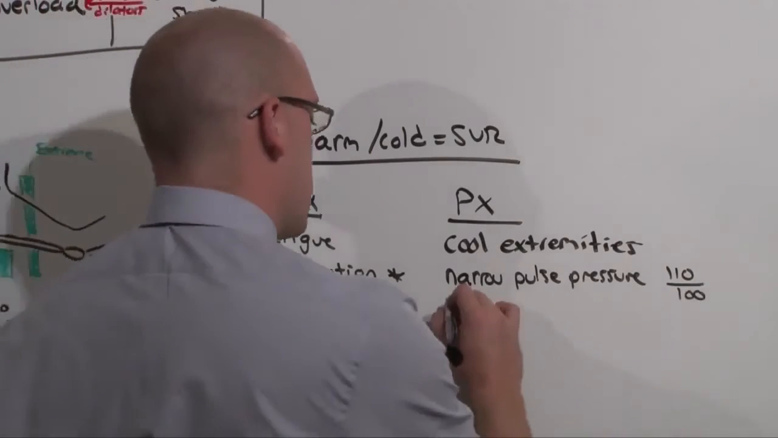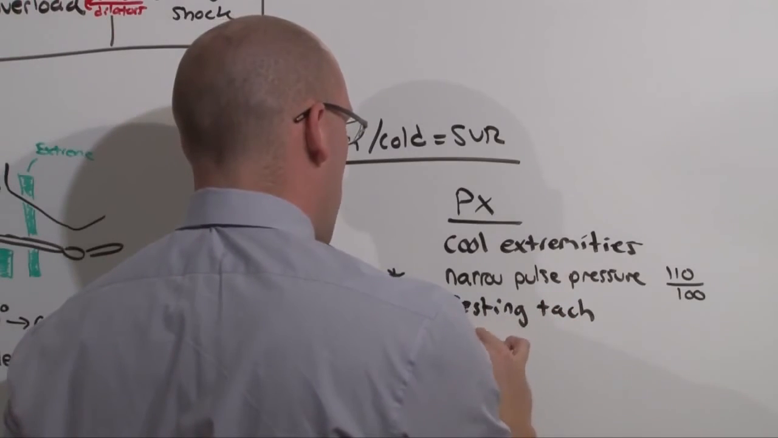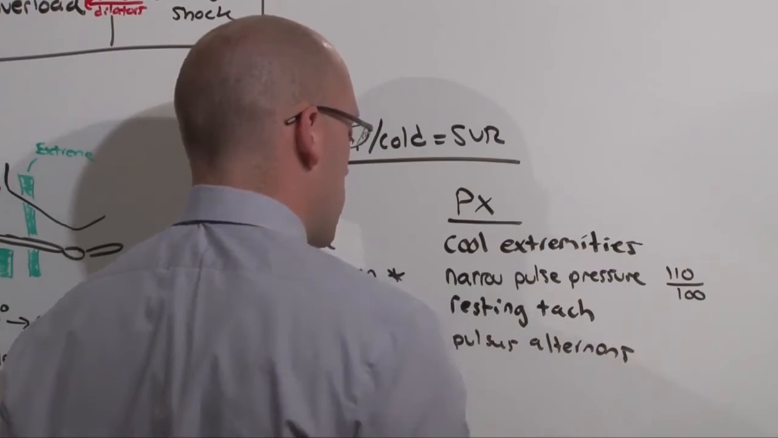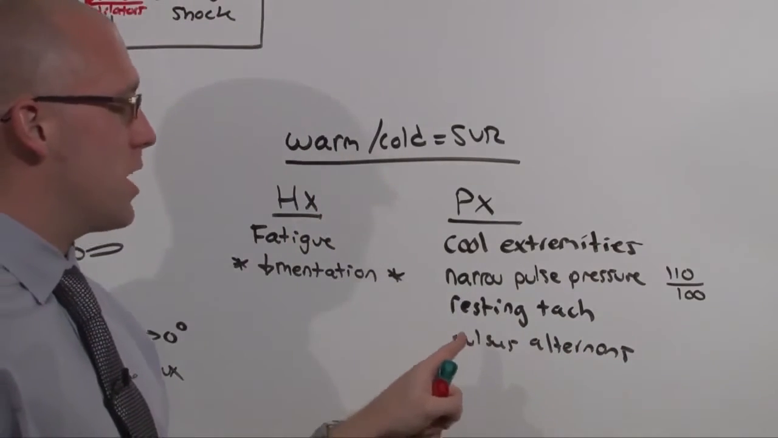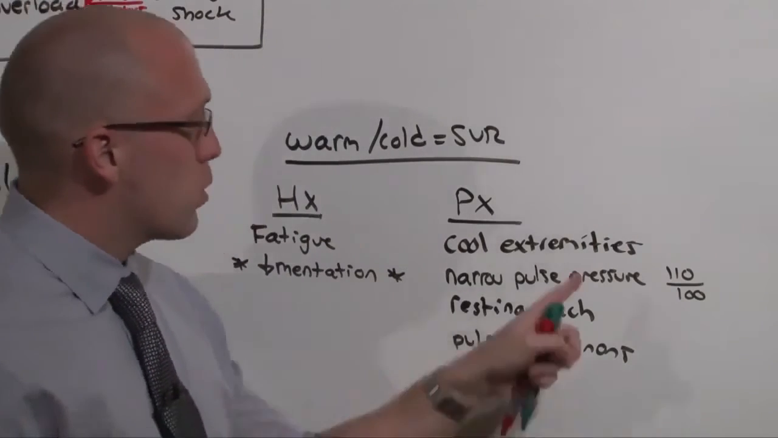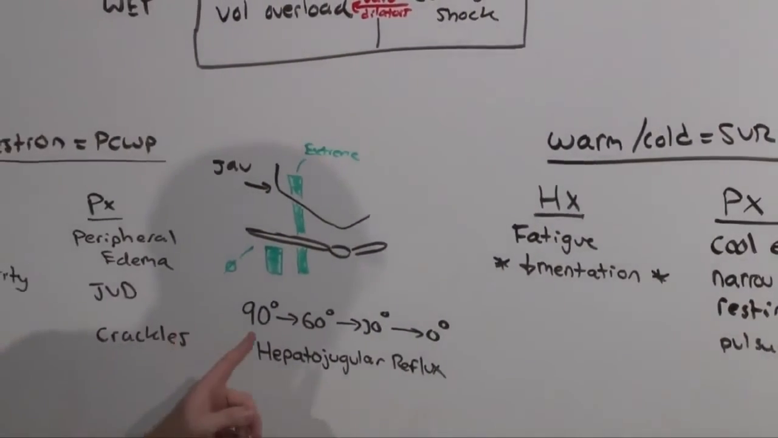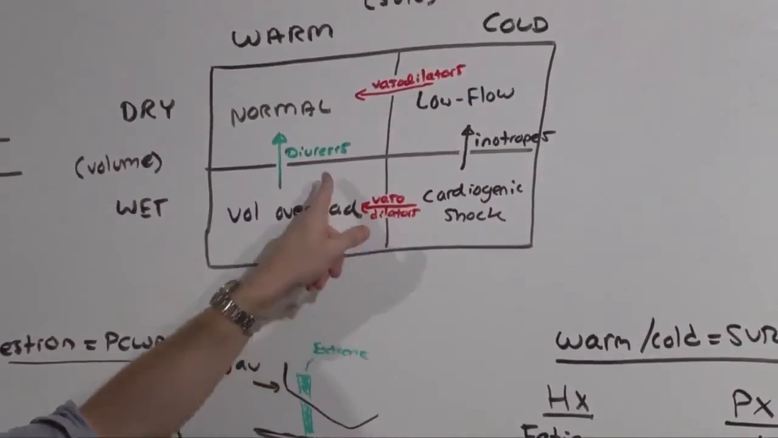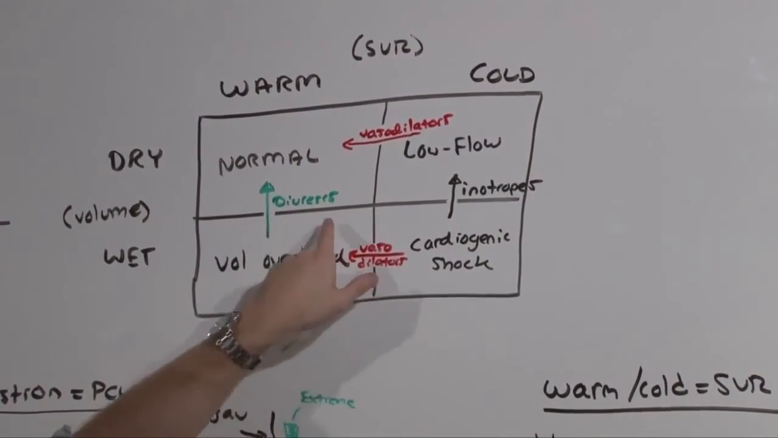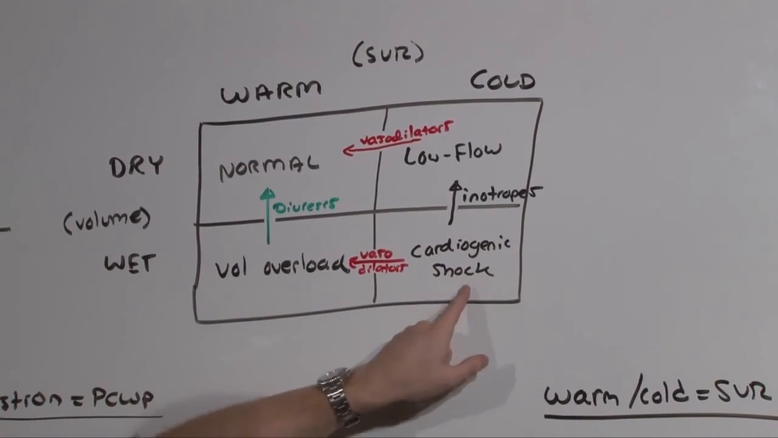Other things like arresting tachycardia or pulsus alternans are also bad signs of the patient having increased systemic vascular resistance. Let's go back to our chart to try to explain what's happening. If you find someone who is cold and wet, you do not do diuresis to start, because the diuresis is only going to worsen GFR, worsening the systemic vascular resistance.